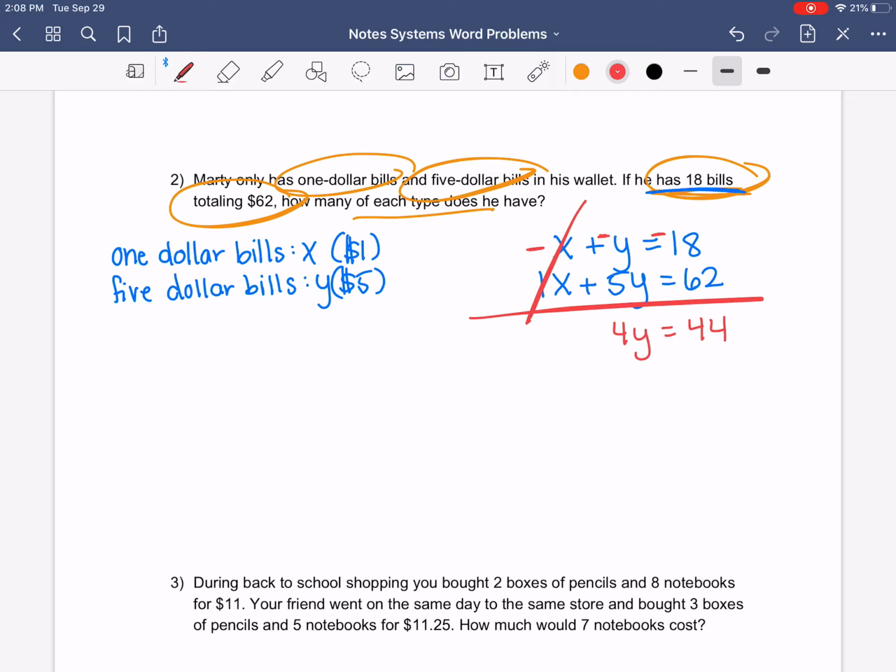Yeah. Then I divide both sides by 4, and I get that y equals 11, not 44. Well, what does y represent? Y is the number of $5 bills. And we know he has 18 bills total. So if we subtract 18 total minus his 11, that means that he has 7 $1 bills.